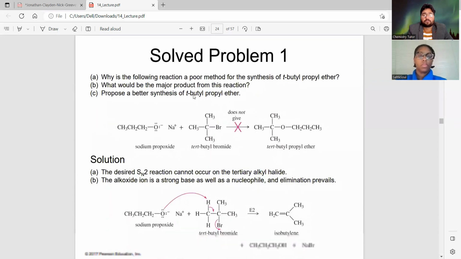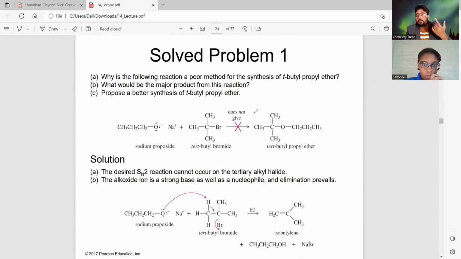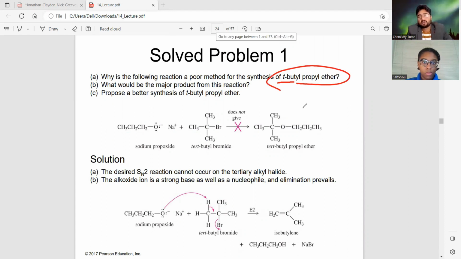Solved example: the answer to the problem which we discussed earlier. Why is the following reaction a poor method for the synthesis of tertiary butyl propyl ether? What would be the major product of this reaction? Propose a better synthesis of tertiary butyl propyl ether. So this is the alkoxide. If I am reacting it with this compound, which alkyl halide is this?